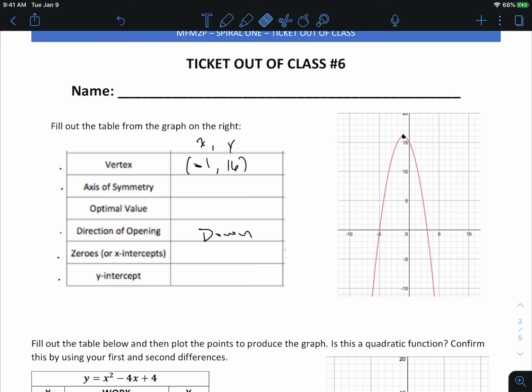Okay, you can do these in any order you want. Do you know what the optimal value is? I don't think I did that. Well, I did, but I forgot it. Let's say this. The way I kind of always remembered this was, let's say this is a graph representing money on the y-axis and numbers of something sold on the x. Then the optimal value would be like the maximum amount of money you could make. Does that make sense?